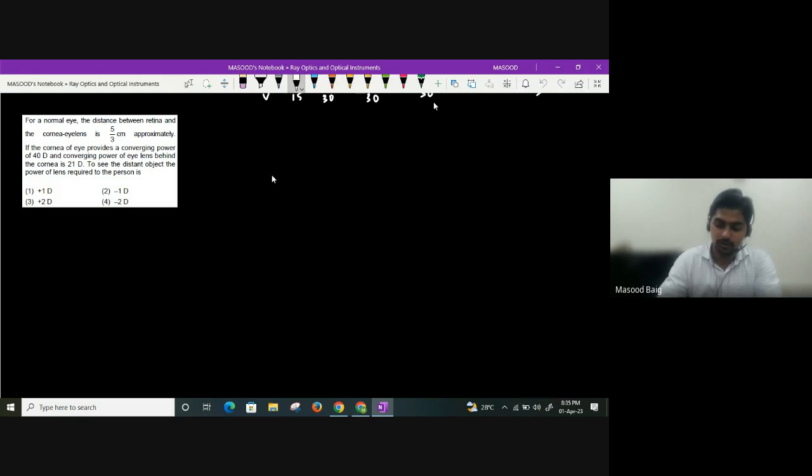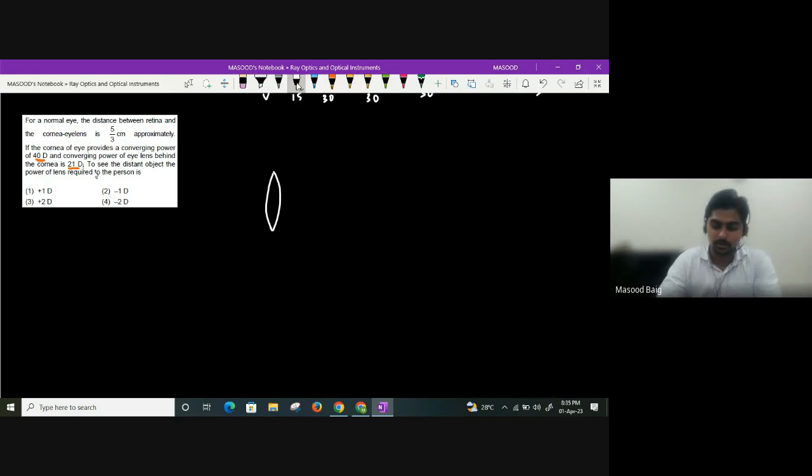For a normal eye, the distance between the retina and the cornea eye lens is 5/3 centimeters. So you are going to have the cornea, something like this. Also, you're going to have the eye lens, guys. Both are convex only. The cornea of the eye provides a converging power of 40 diopter and the converging power of the eye lens behind the cornea is 21 diopter. To see a distant object, they are asking how much power of lens is required for this person.